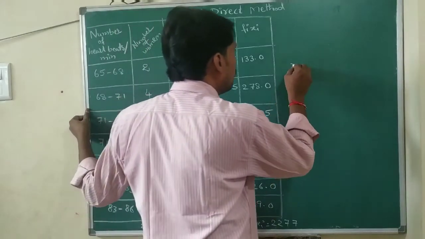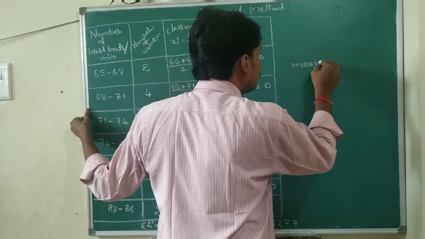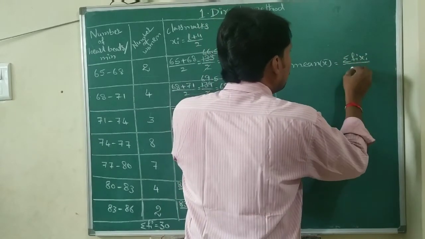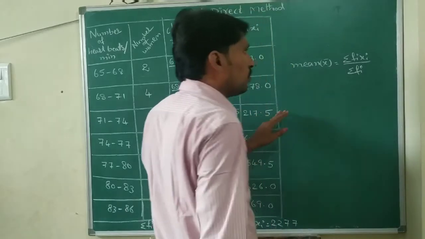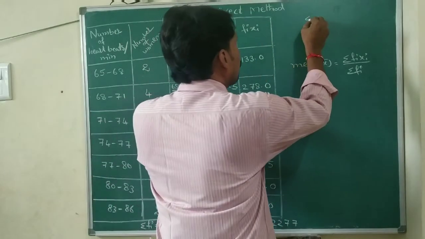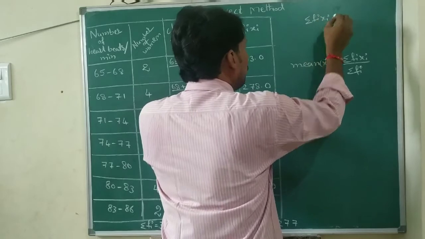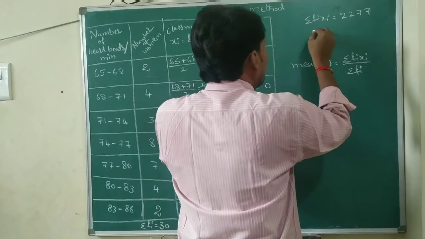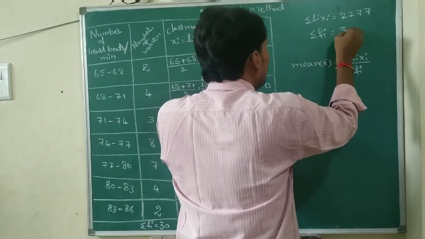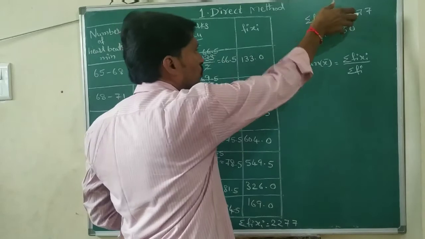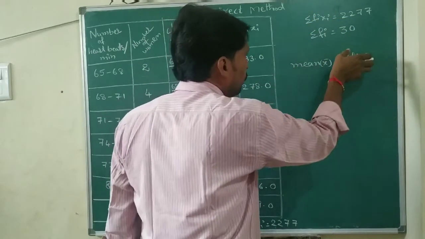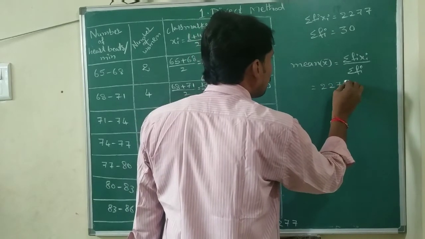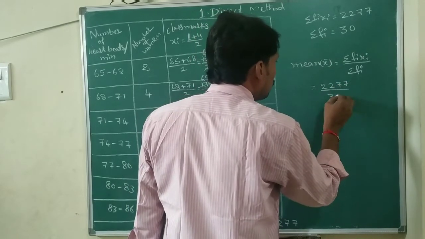Now we need to write the formula. Mean x bar equals sigma fi xi by sigma fi. Sigma fi xi we got as 2277 and sigma fi we got as 30. Now we can substitute these two values in the formula: 2277 by 30.